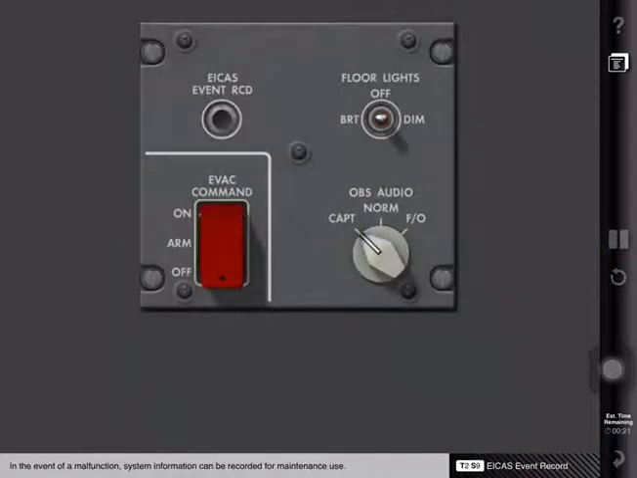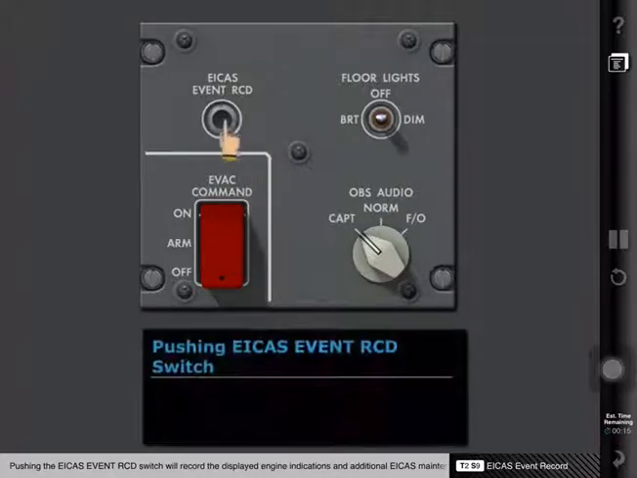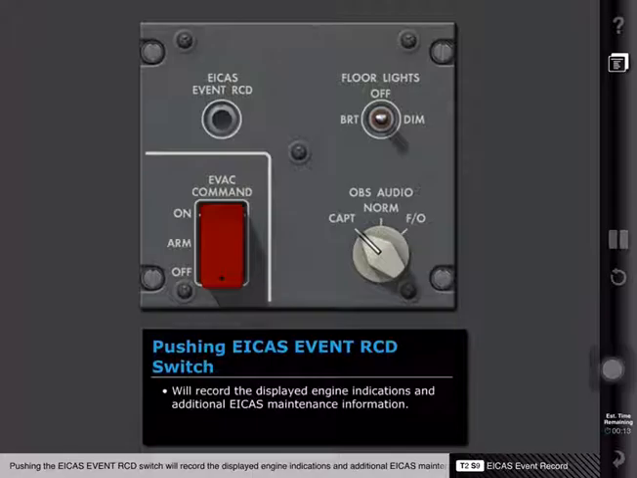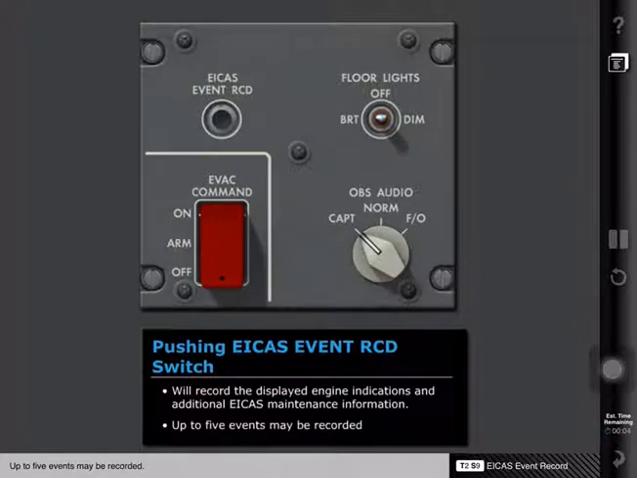In the event of a malfunction, system information can be recorded for maintenance use. Pushing the ICAS Event Record switch will record the displayed engine indications and additional ICAS maintenance information. Up to 5 events may be recorded.